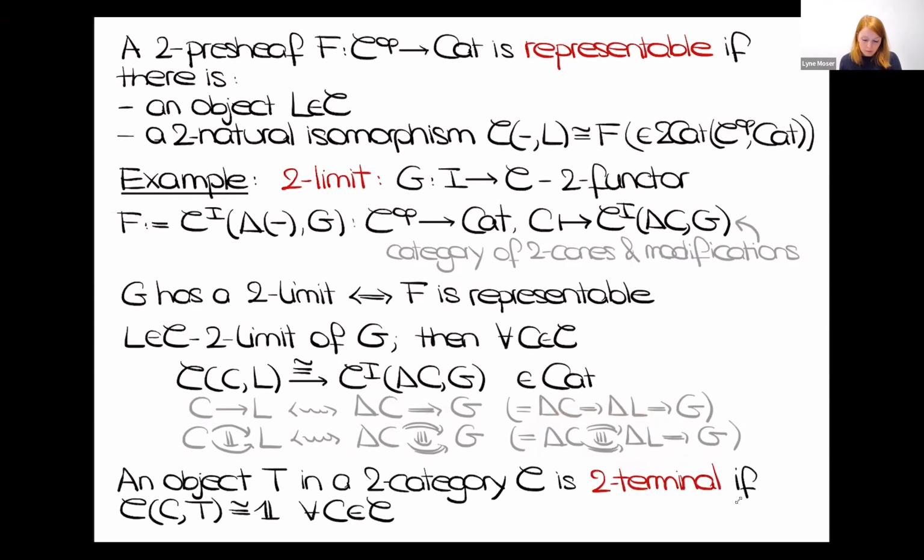Before I go on, I also need the notion of a 2-terminal object. A 2-terminal object is simply an object T in a 2-category such that all the homs to T are isomorphic to the terminal category.